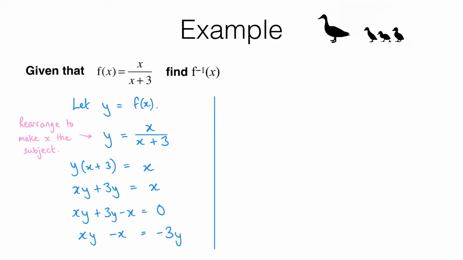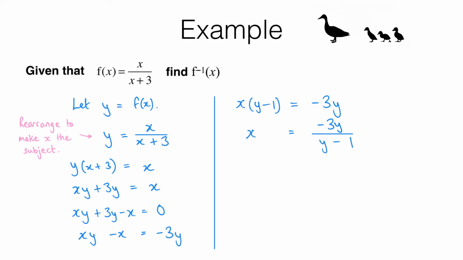We're almost there. Remember, what we're trying to do is make x the subject of the formula. The problem we've got is that the x appears in more than one place. But by doing everything we've done so far, we're now in a position to factorize the left-hand side. So I could rewrite xy minus x as x lots of y minus 1. And that equals negative 3y. And the final step then would be to say that x equals negative 3y over y minus 1.